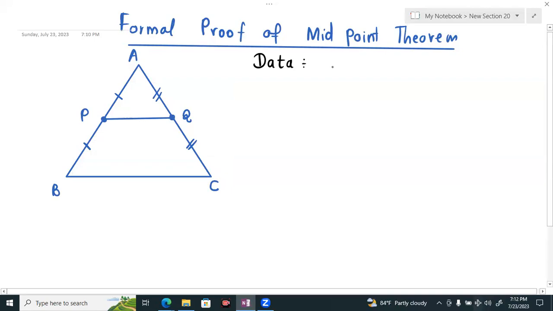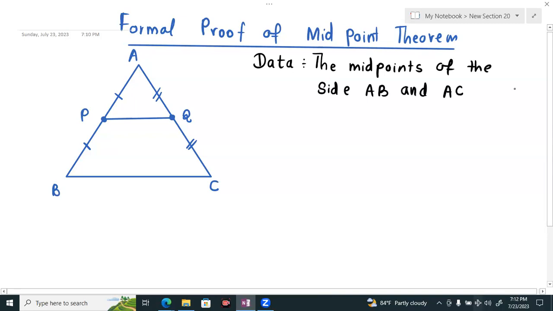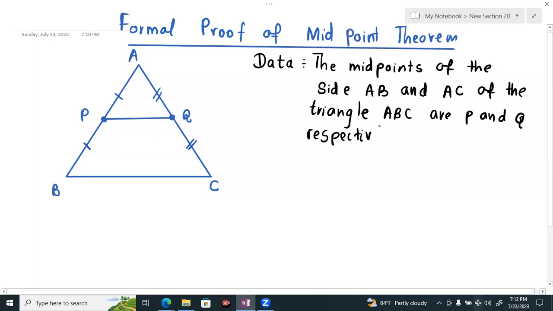Okay. The data is: the midpoints of the sides AB and AC of the triangle ABC are P and Q respectively. Very easy. Okay. What you have to write in the data is you have to introduce the midpoints.